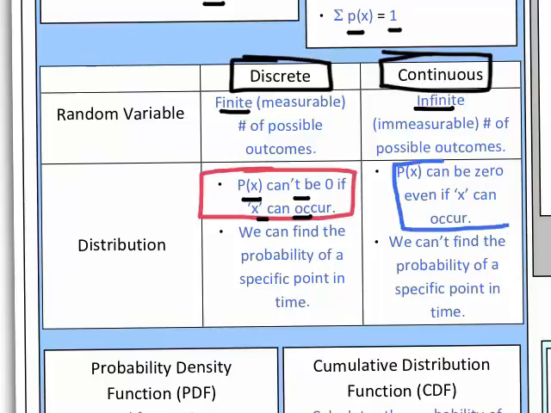Probability of X can be 0 even if X can occur. Amazing. In continuous distribution, for example, what is the probability that tomorrow at noon, temperature at let's say a certain place in Lahore will be 25 degrees centigrade? Now you agree that it is possible that temperature will be 25 degrees centigrade, but we cannot identify what is the probability. Why? Because there is no such thing as 25. Because what about 24.99? Is it 25 or is it not 25?